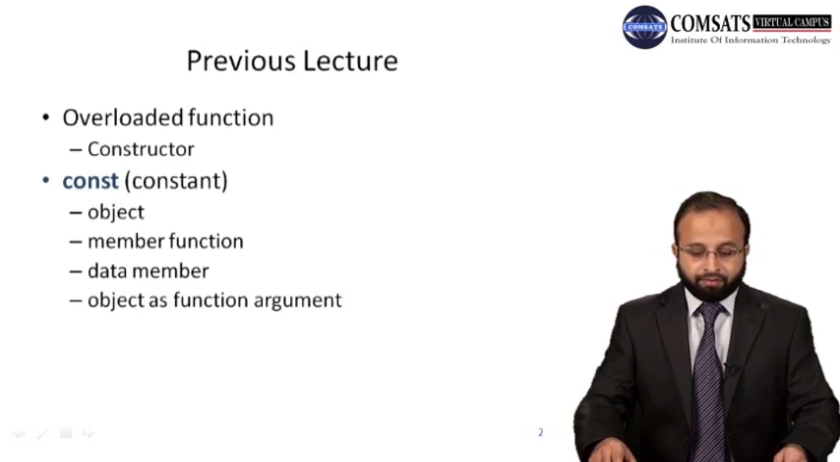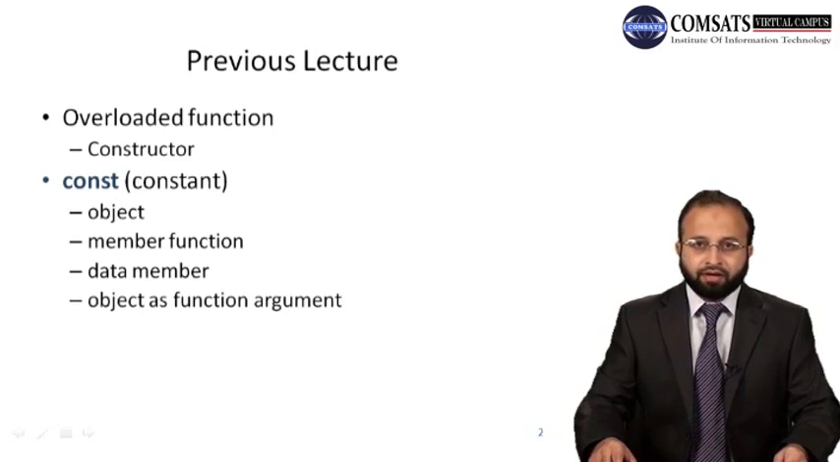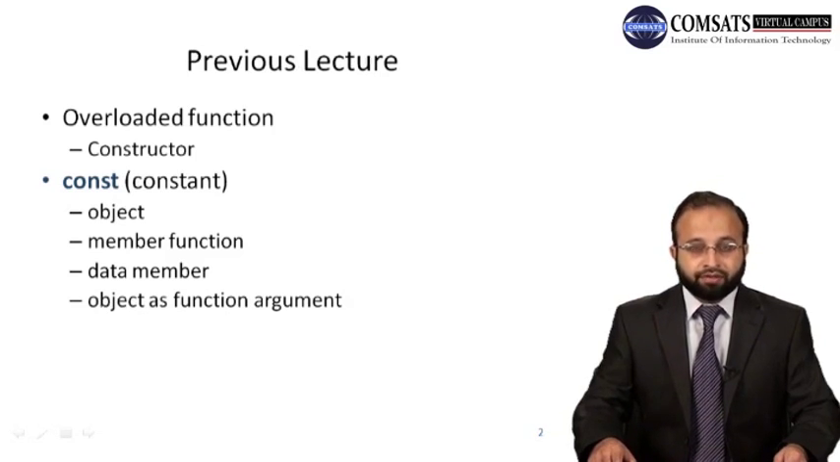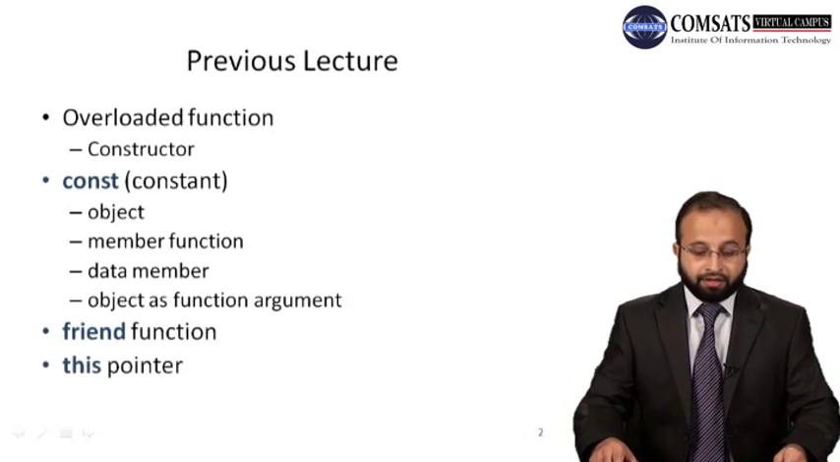So when we pass a constant object to a function argument, I have shown you a distance example. We actually pass the reference of that object. Today we will see a little bit more detail of the reference object, or the C++ reference variables. And then we have seen what is a friend function and this pointer.